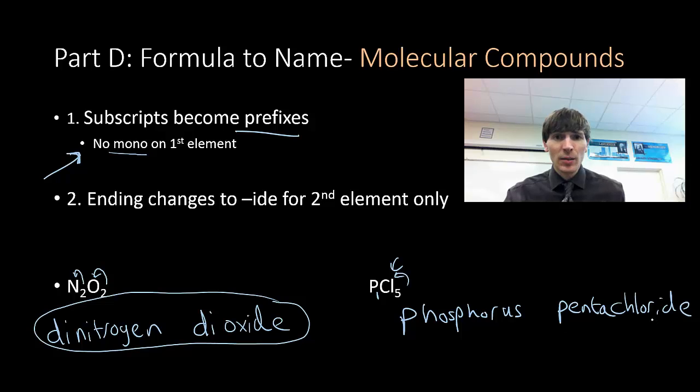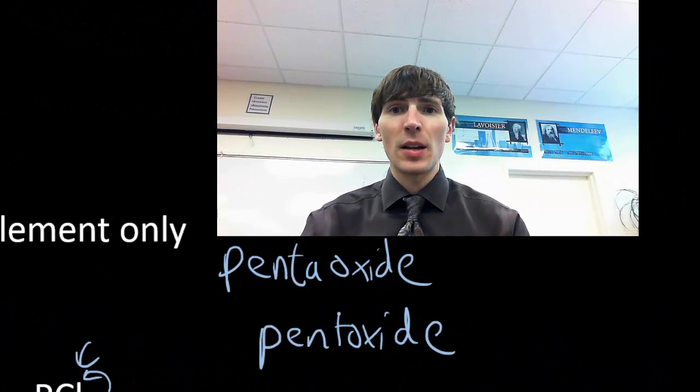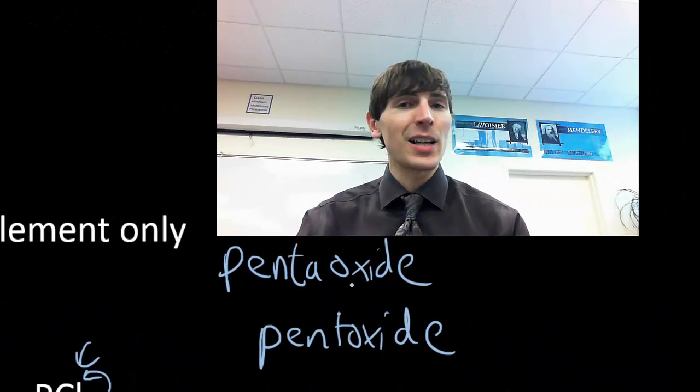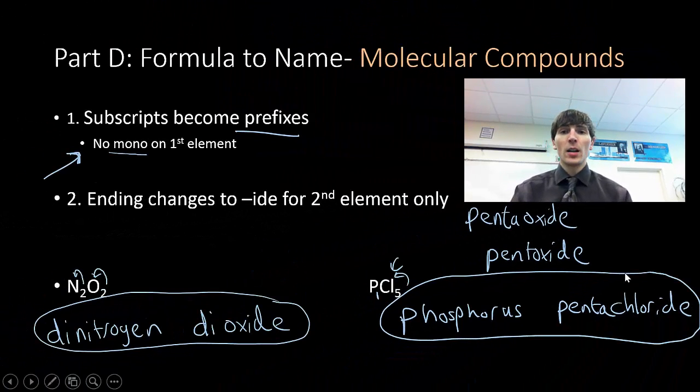Sometimes you will see in some textbooks, if you have a double vowel, that they will actually drop a vowel. For example, if I see pentaoxide, you may actually see this written as pentoxide. Sometimes, if there's double vowels, they will throw out one of them. But pentaoxide works perfectly fine for me. So phosphorus pentachloride is this one here. This is how you change this formula to the name for molecular compounds, and I hope that this was helpful.